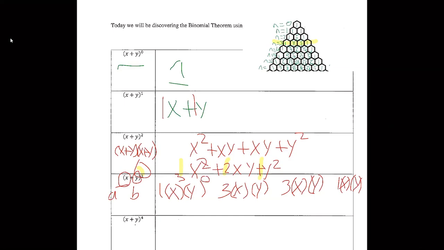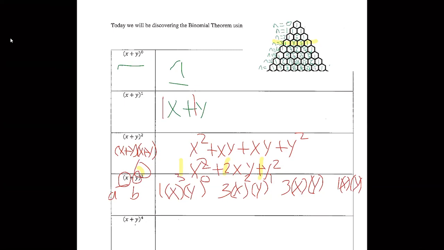One tip, your powers should always add up to what you started with. So all of these pairs of powers are always going to add up to 3. As we do the powers for our next part, the first part goes down by 1, so that 3 goes down to a 2, and the 0 is going to go up by 1. And we're going to keep this pattern going.